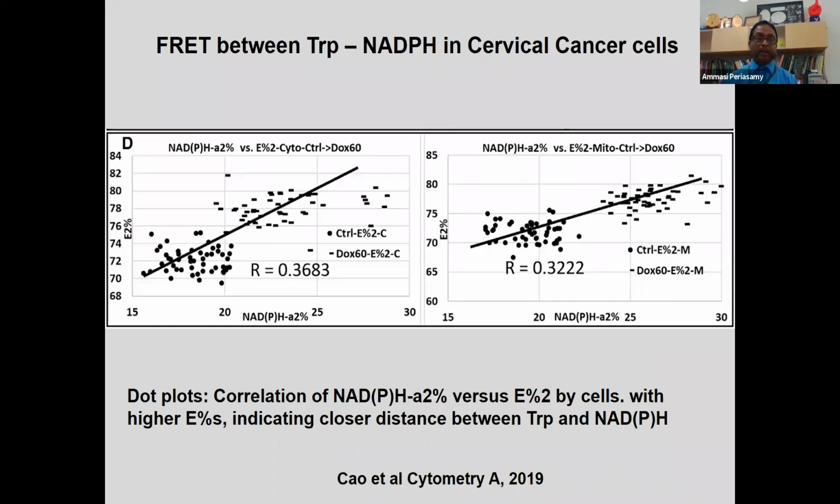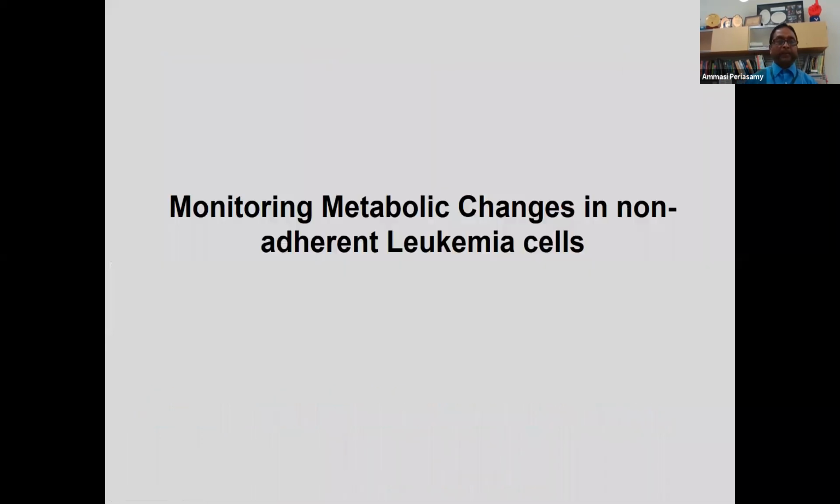We also tested the cervical cancer cell, HeLa cell. Here the bottom is the control, and you can see increase in energy transfer efficiency in the tryptophan and NADH interaction in the cervical cancer cell too. The same doxorubicin we used to test the cervical cancer cells. And I will just show you another few slides, and I am done.